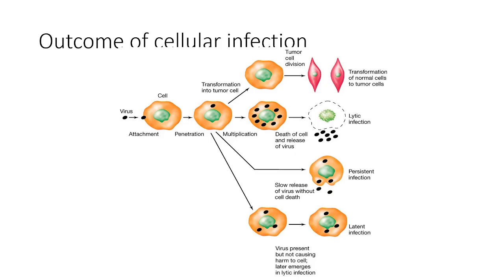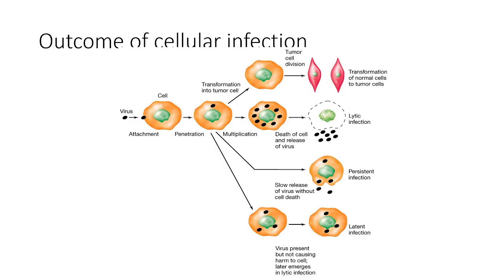The outcome of the cellular infection is somewhat like this. You have a virus, there is an attachment to the cell, then it penetrates. It can just remain like that and lead to transformation, tumor cell division, and transformation of the normal cells to tumor cells. The other way out is that it starts multiplying by the previously mentioned process. The cell dies via lytic infection, but the virus has already grown and survived, so it just moves out.